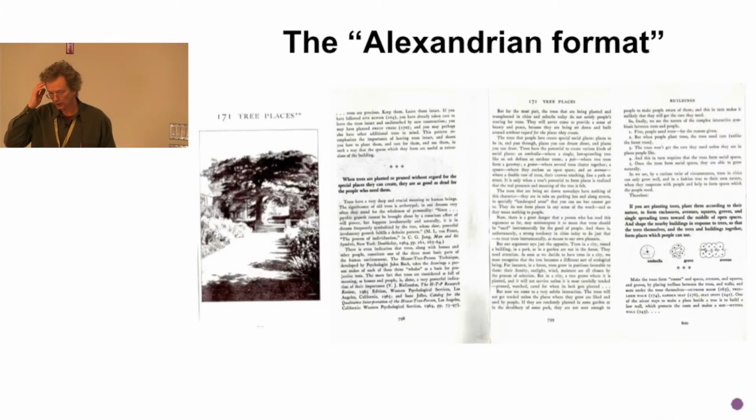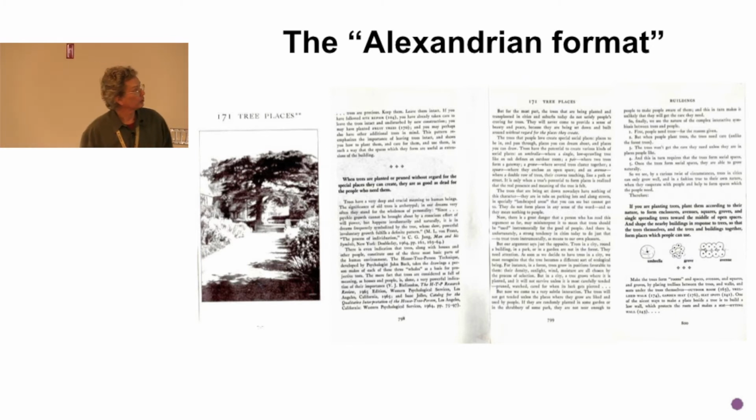And so these are 4 pages photocopied out of the book from pattern 171, which is called Tree Places. So he's starting with the heading. This one has 2 asterisks, and with a photo, and then there's 3 diamonds. Oh, pardon me, there's an introductory paragraph and an end paragraph.